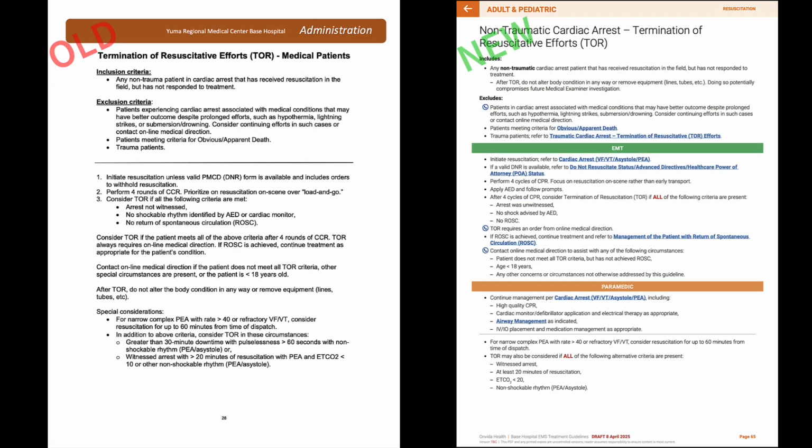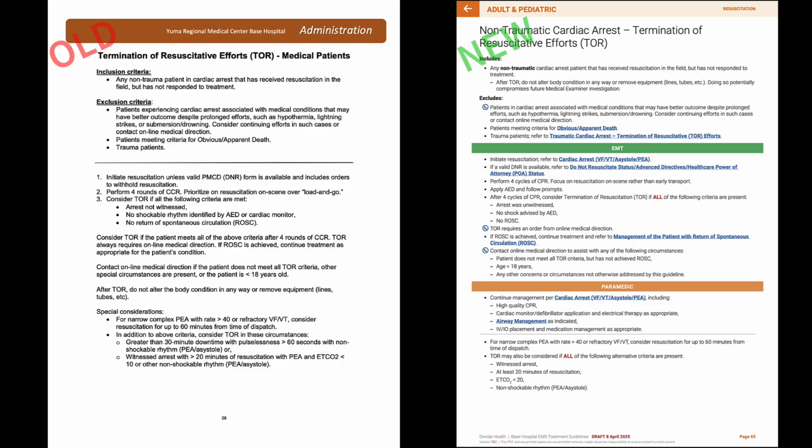This final guideline in this section is the non-traumatic termination of resuscitation page. Just like the obvious death guideline, this old version was recently updated from the same source material. Almost everything is copied directly to this new version.